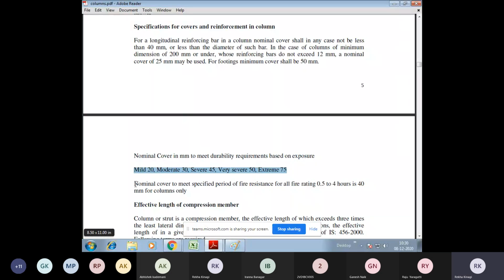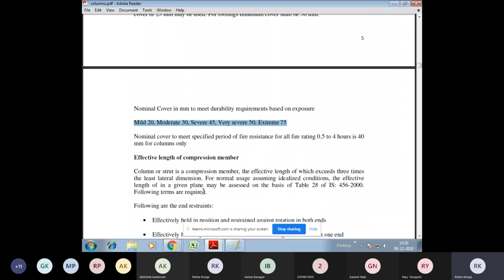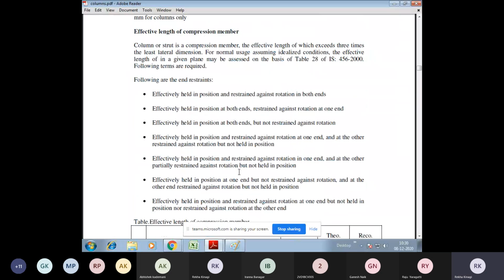Okay, now the nominal cover to meet the specified period of fire resistance, for all fire ratings 0.5 to 4 hours, is 40 mm for columns only. Now considering the effective length of the compression member.